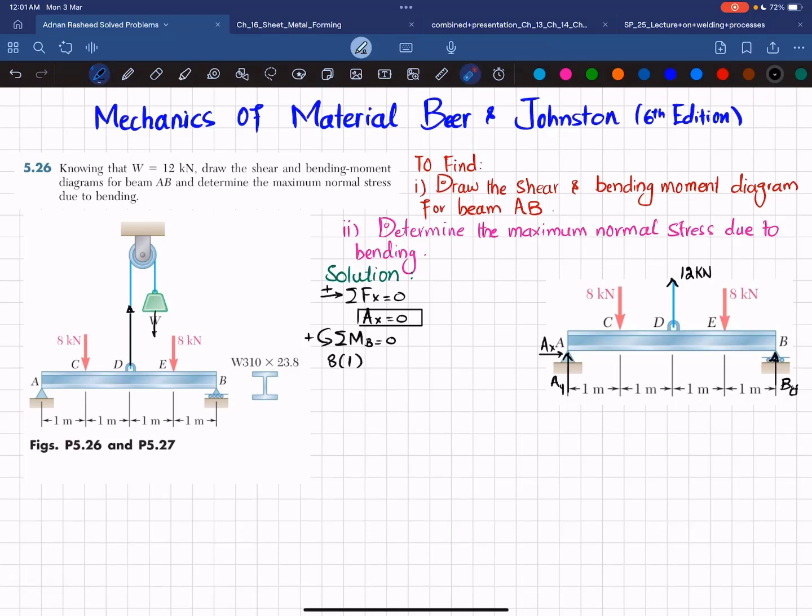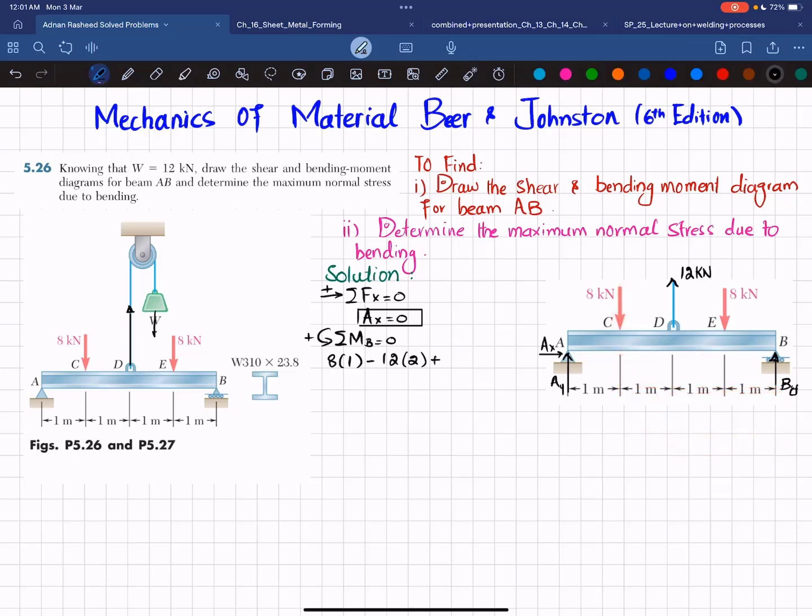The second moment is produced due to this 12 kilonewton load, and the perpendicular distance is 2 meters. It is producing a clockwise moment, so it will be negative. So I will write minus 12 times 2. The third moment is produced due to this 8 kilonewton load, and the perpendicular distance is now 3, and this is also a counterclockwise moment, so it will be positive.